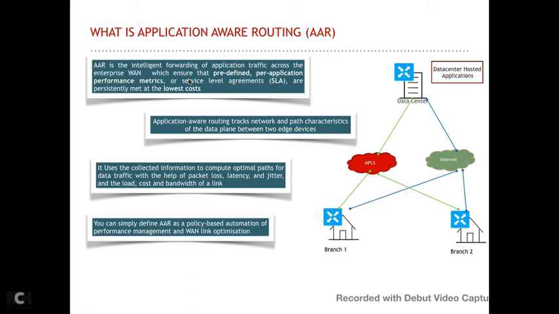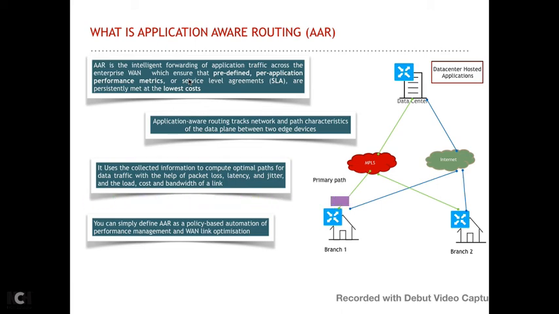You understand what the definition is? What I'm saying is you are making routing application aware. So routing is done intelligently based on the application need. You are maintaining the service level agreement that this particular application is required to maintain with certain SLAs when it is running on a data path on your network.